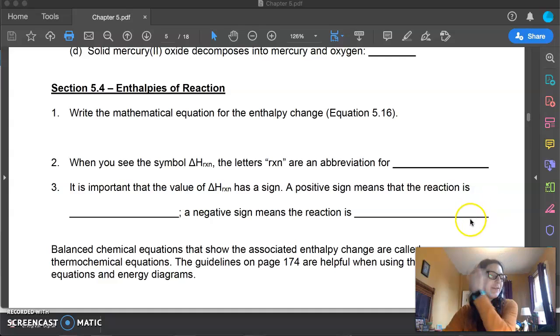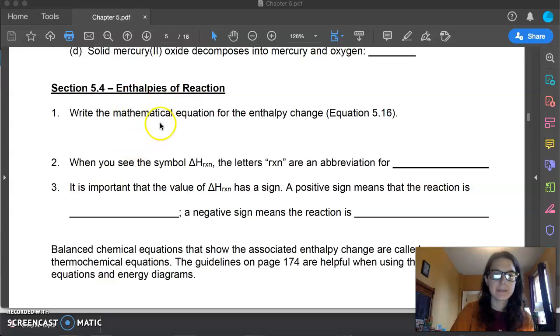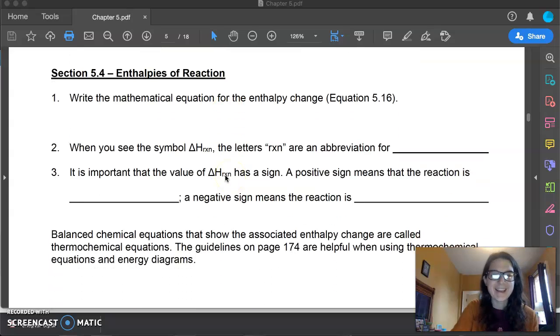So, section 5.4, enthalpies of reaction. The mathematical equation for enthalpy change is delta H, which is enthalpy change, equals H of products minus H of reactants. When you see the symbol delta H of reaction, the letters RXN are an abbreviation for reaction. I've used that before, but now you know.